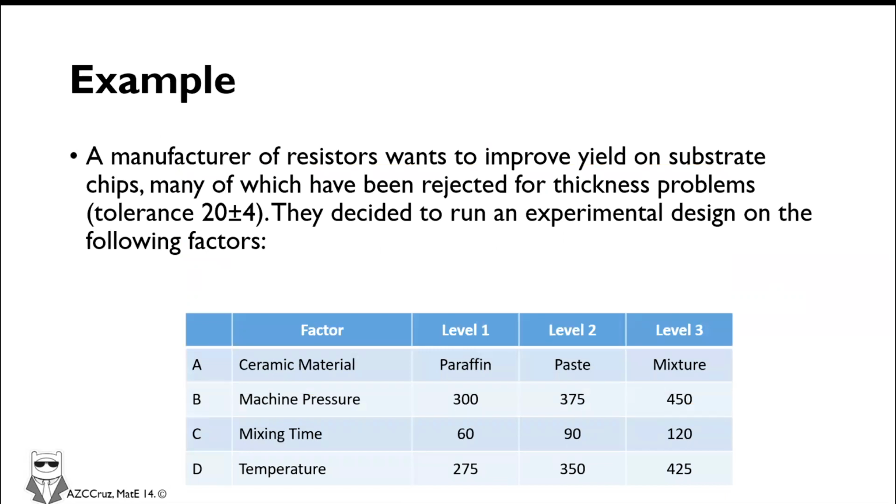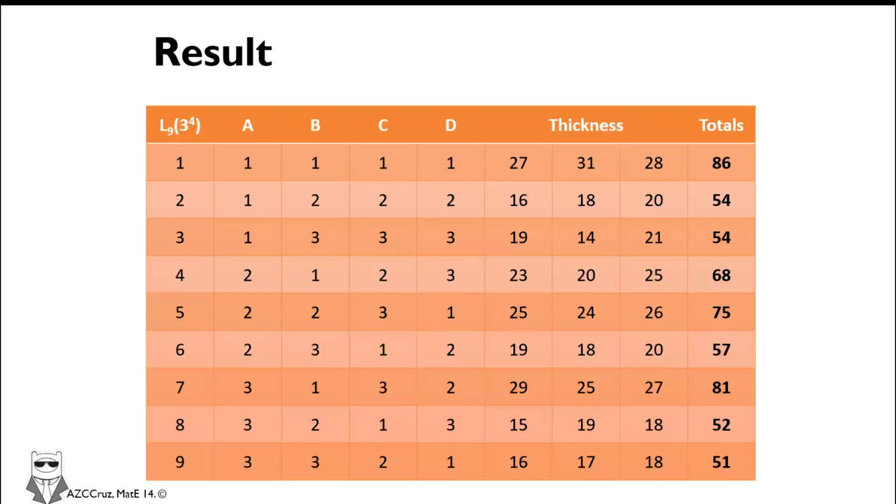Okay? So let's just say ito yung example natin. Meron tayong manufacturer of resistors and we want to improve yield on the substrate chips, many of which have been rejected for thickness problems. So may tolerance siya na 20 plus 4 and they decided to run an experimental design based on these following factors. Meron tayong 4 factors now with 3 levels each. So yung appropriate na design nito is the L9 design. L9 3 to the 4. We have 4 factors, 3 levels each.